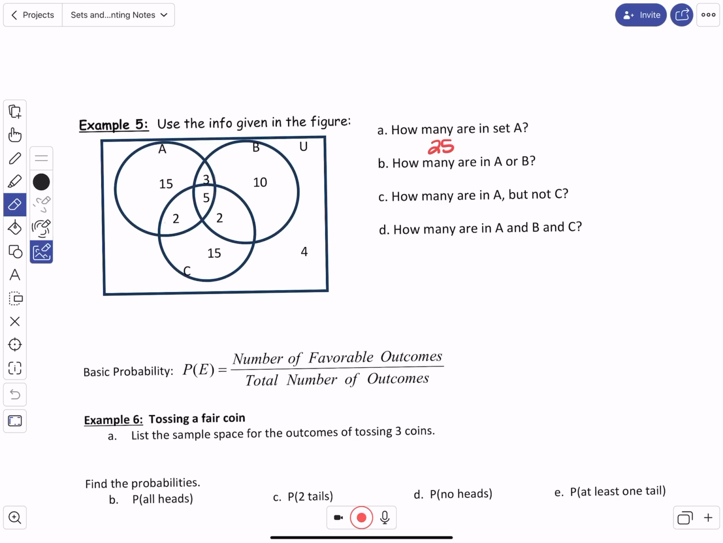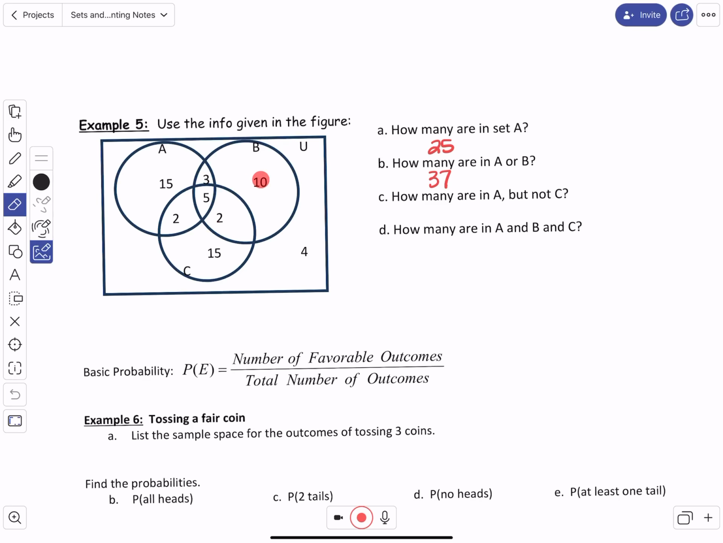All right, how many are in set A or B? Okay, so this means you are looking at all of these numbers here. So you're adding up 15, 3, 5, 2, 2, and 10. So you don't want to add up those numbers twice that overlap. You just add 15, 3, 5, 2, 2, and 10, which should give you 37.